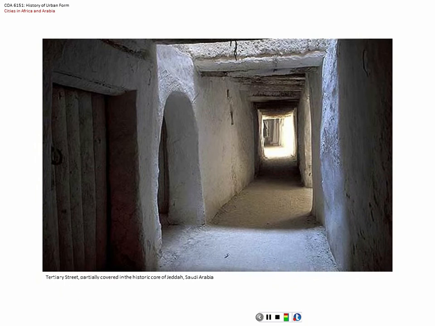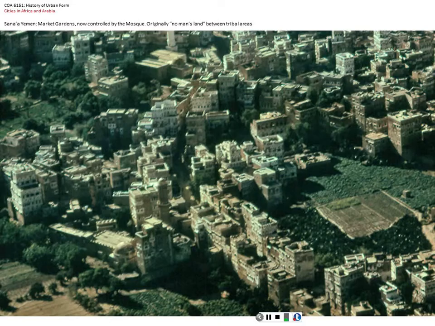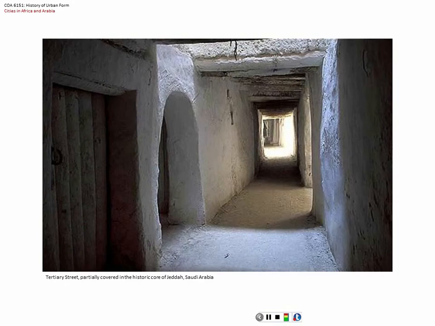In Jeddah, because of the intense heat, a lot of these were actually covered over. This is actually, there's not much of this left. This is in the historical core here in Saudi Arabia. And a partial covering here of this tertiary street. But again, notice very few articulated facades of any sort.